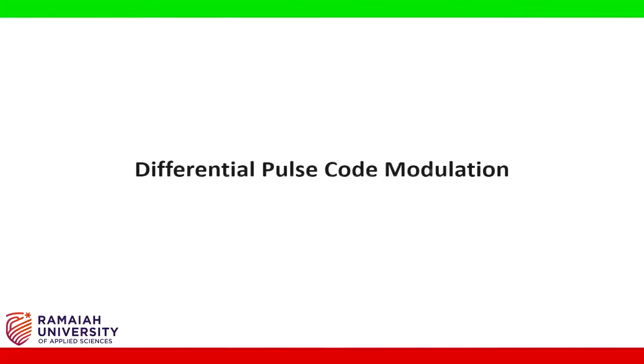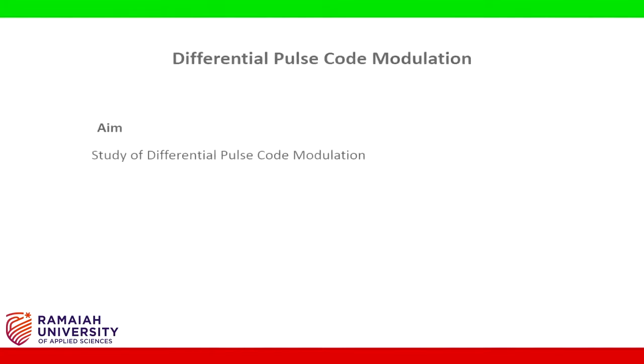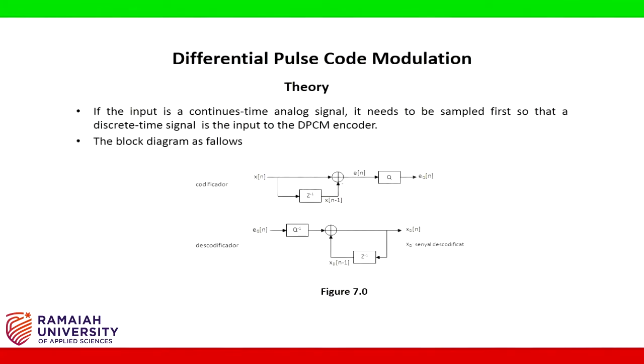Hi students, let us discuss differential pulse code modulation. The aim of the experiment is study of differential pulse code modulation. If the input is a continuous time analog signal, it needs to be sampled first so that a discrete time signal is the input to the DPCM encoder. The block diagram is as follows.